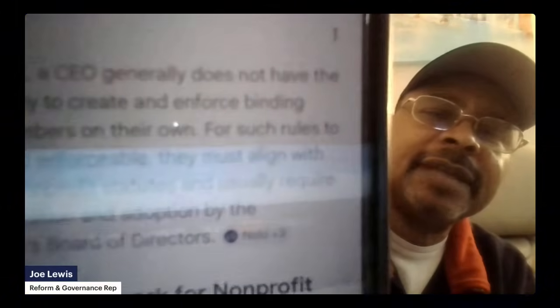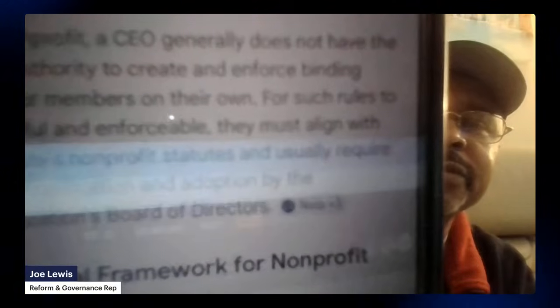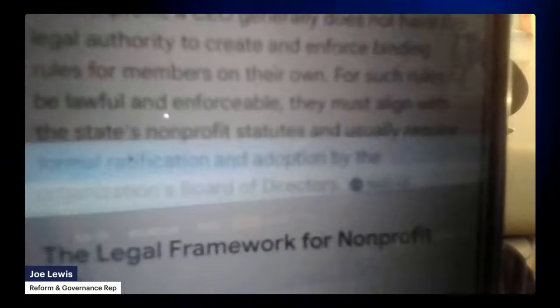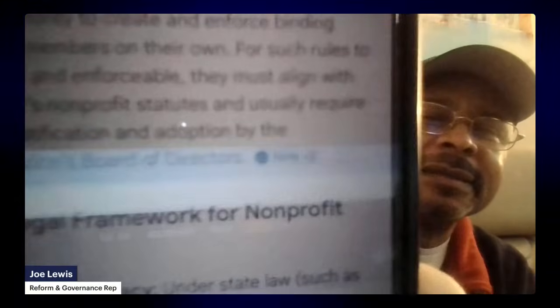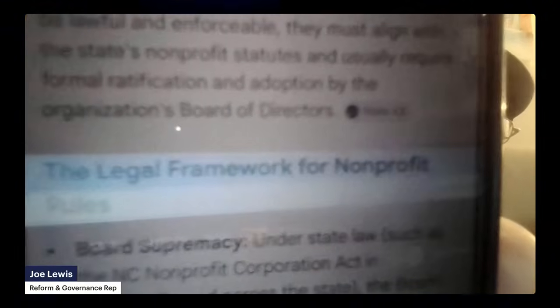In a nonprofit, a CEO genuinely does not have the legal authority to create and enforce binding rules for members on their own. They generally must align with the state's nonprofit statutes and usually require formal ratification and adoption by the organization's board of directors, which in this case would be the General Assembly.